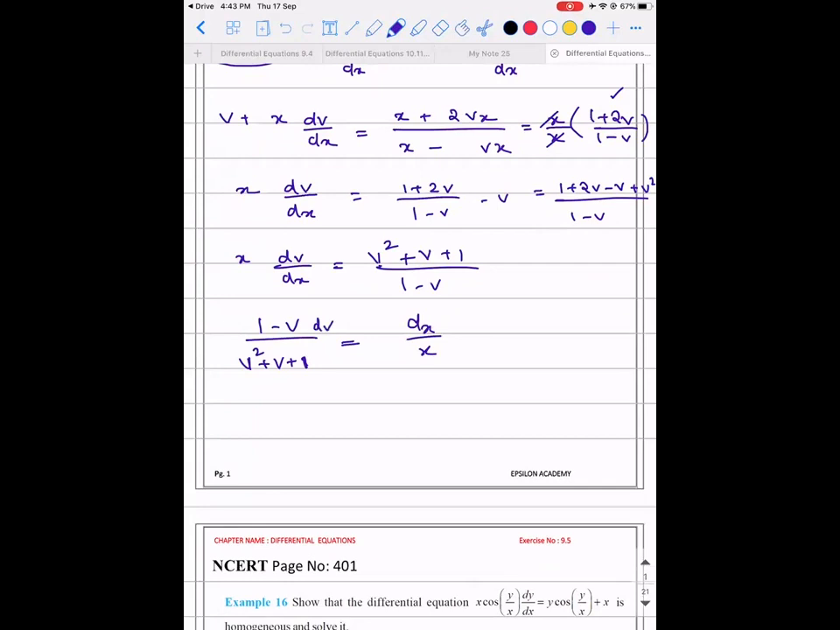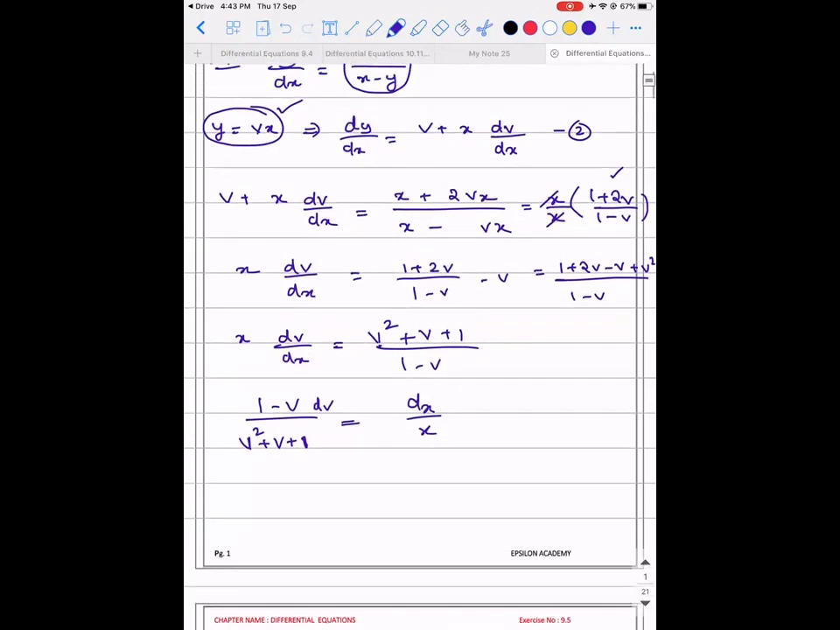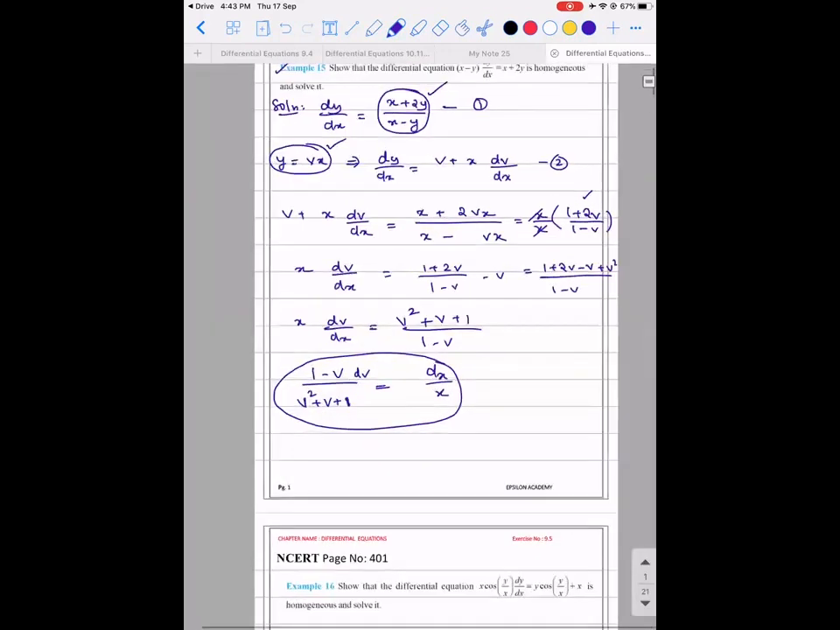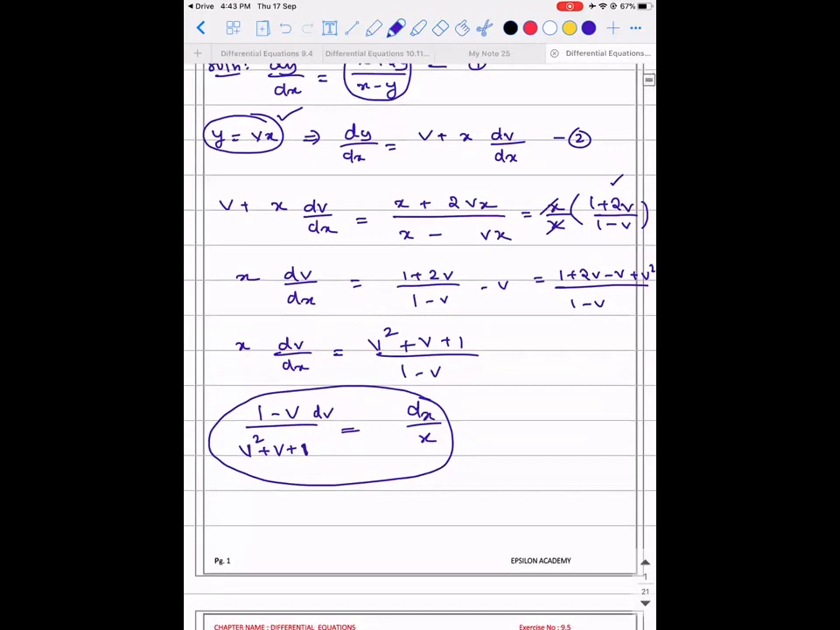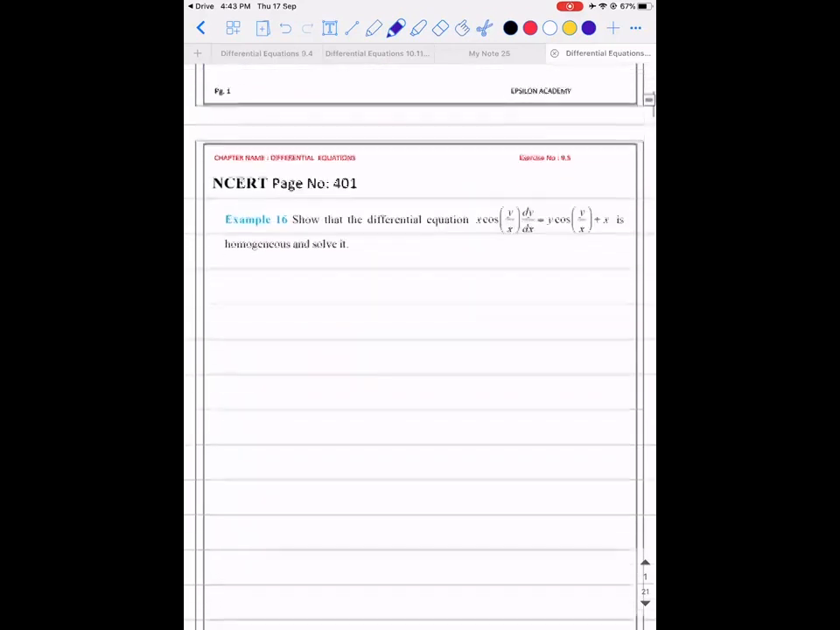Now will you be able to solve the left hand side and right hand side? You just need to integrate it, you will get the answer. So 1 minus v divided by 1 plus v square. Okay, so from this part onwards I'm leaving it to you because you know how to integrate it. I'll explain a few more examples so that you get clarity of what are the steps to be followed. Shall I move on to the next one? Yes, sir. Now listen.